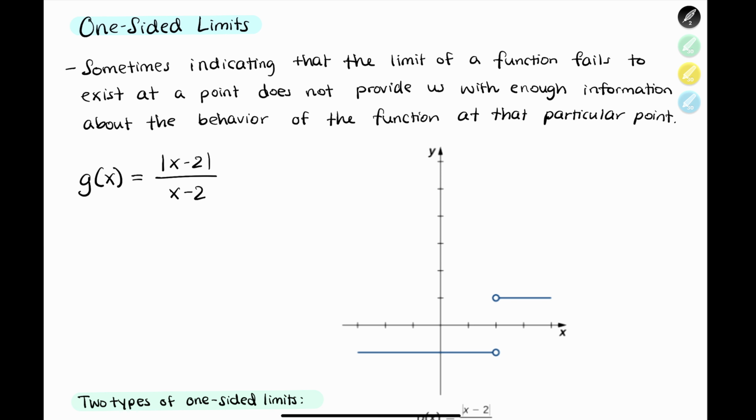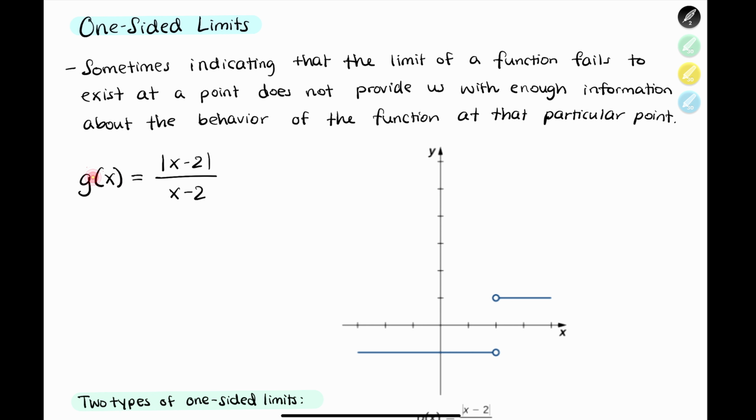Now let's look at one-sided limits. Sometimes indicating that the limit of a function fails to exist at a point does not provide us with enough information about the behavior of the function at that particular point.